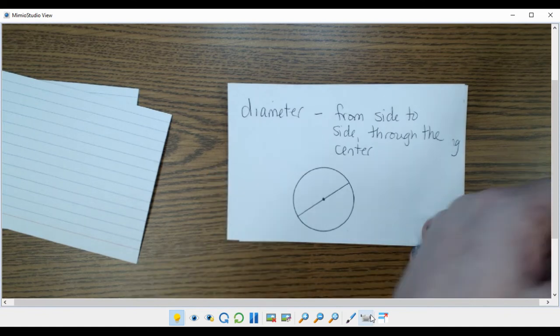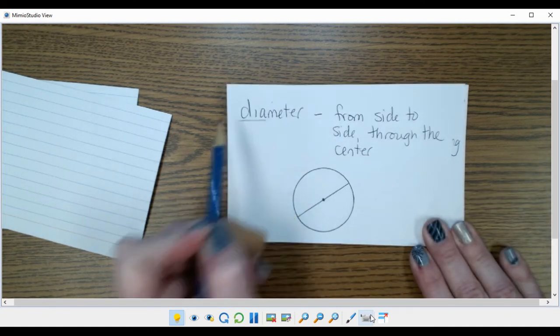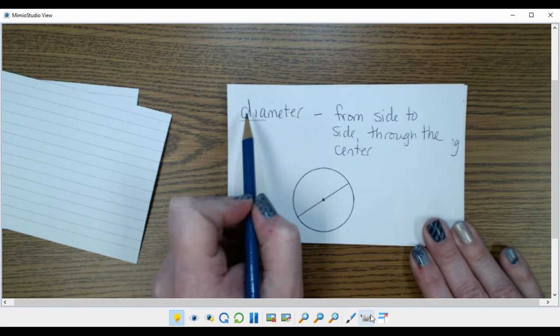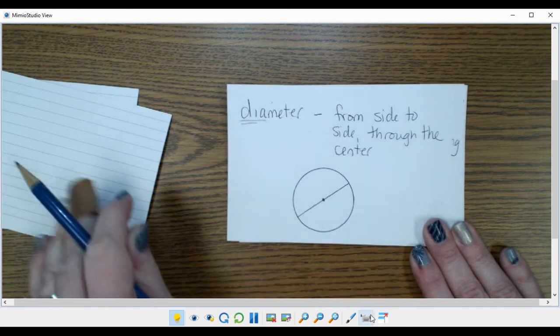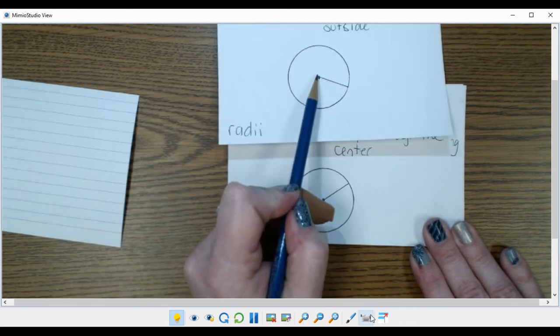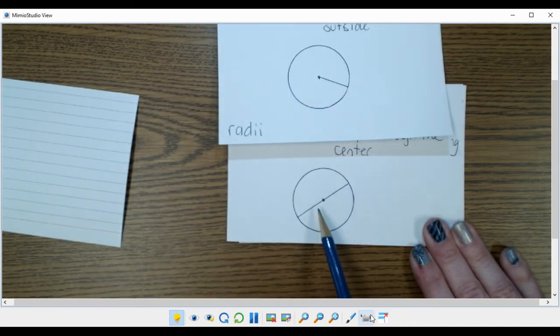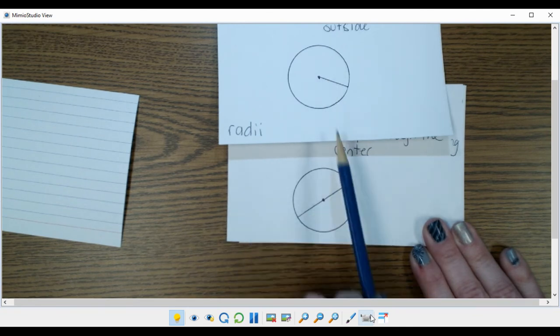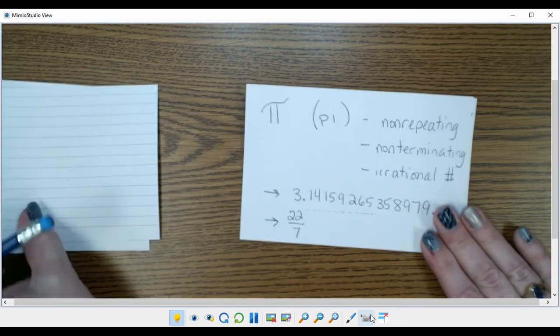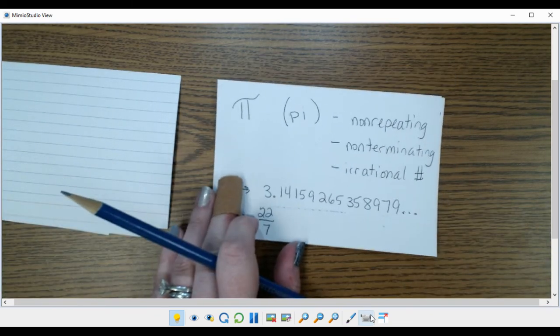Okay? Now, if you are good with your prefixes, dia can mean across. You might even think of di meaning 2. If I take 2 radii and put them together, I get a diameter. So radius is 1, diameter is 2 of them. It's twice as long.